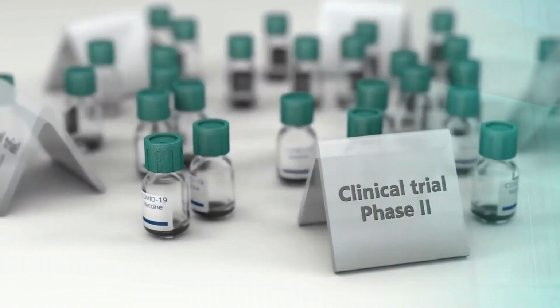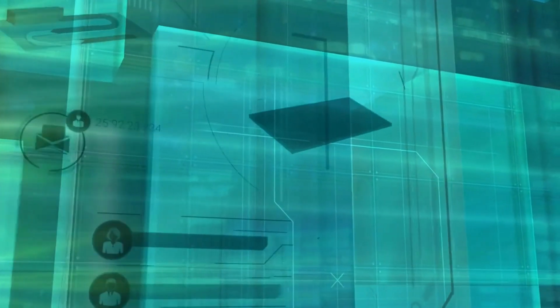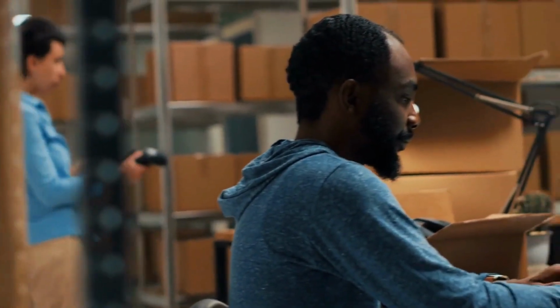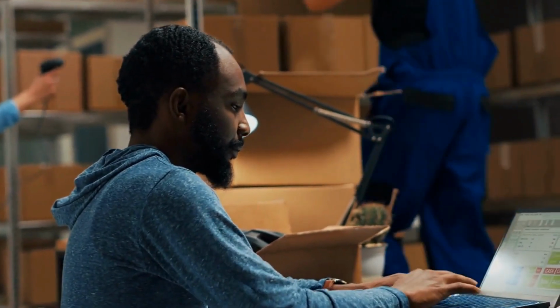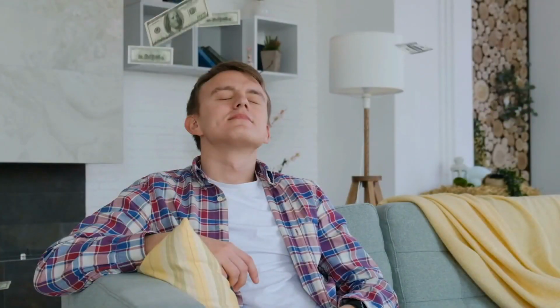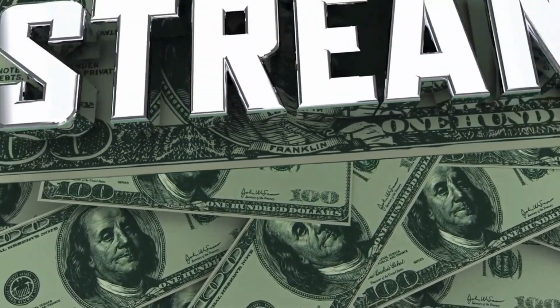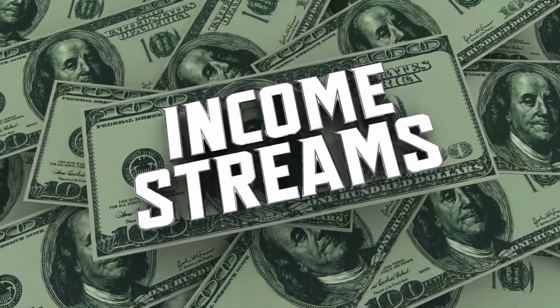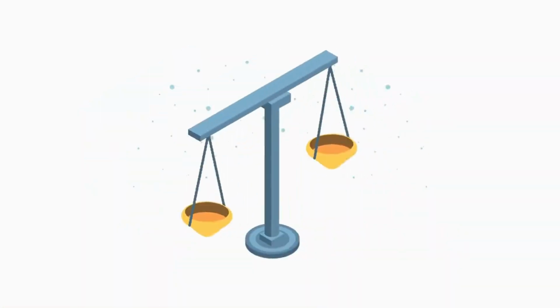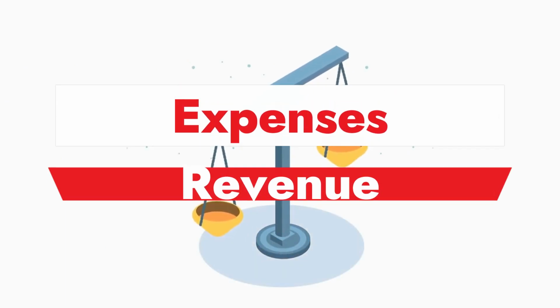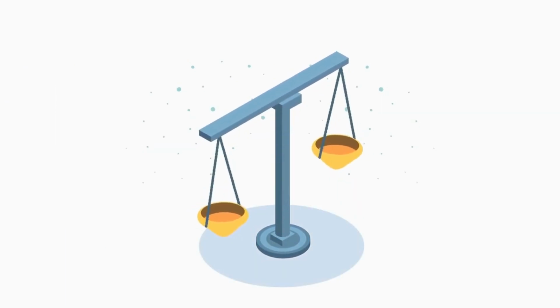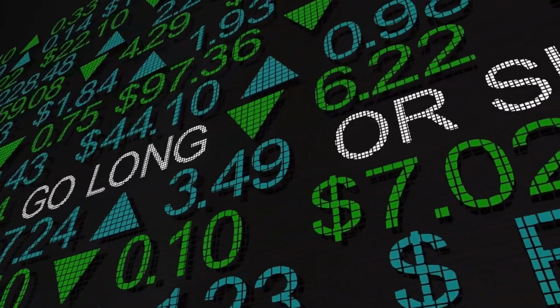By defining your cost structure, you can identify the expenses that are most critical to your business and allocate resources accordingly. This can help you optimize your operations, reduce costs, and increase your profitability. You'll also need to consider the revenue streams that your business generates and ensure that your cost structure is aligned with these streams. By doing so, you can maintain a healthy balance between your expenses and revenue and ensure that your business remains profitable over the long term.